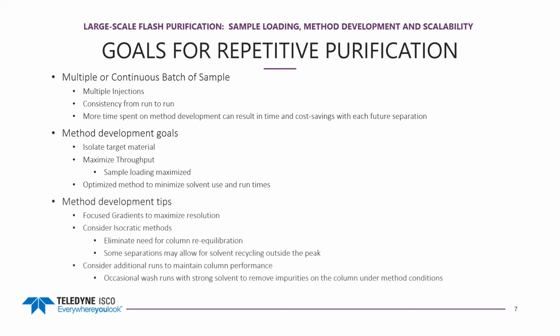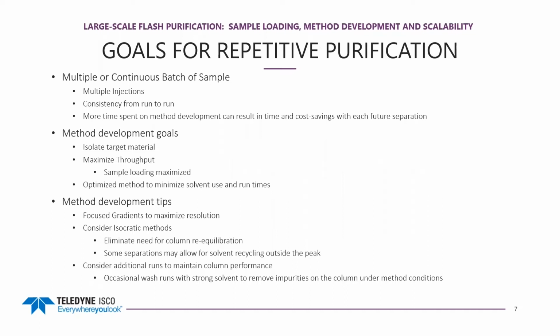So method development tips for this: we could use a focus gradient generator. We could use our analytical to flash technical note to generate a method that offers us maximum resolution for our compound. Maybe we even consider doing an isocratic method. This eliminates the need to do a column equilibration. It also allows us to maybe even do solvent recycling outside of the peak. If you have a clean enough compound, you could recycle that solvent and reuse it.